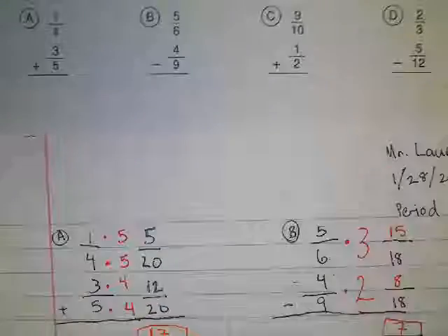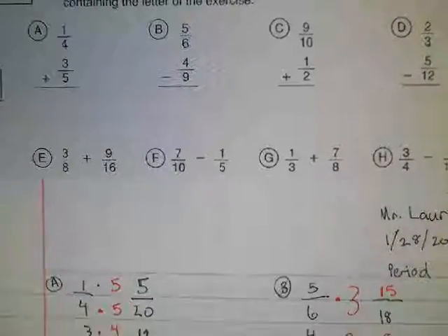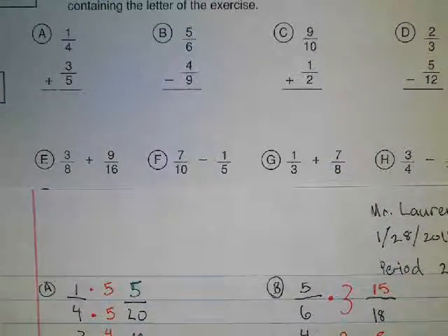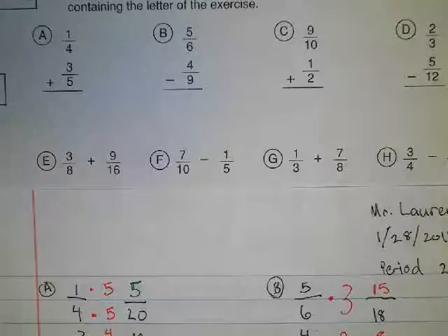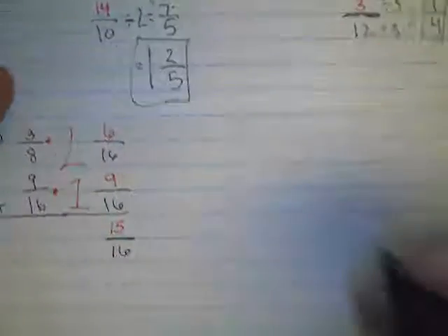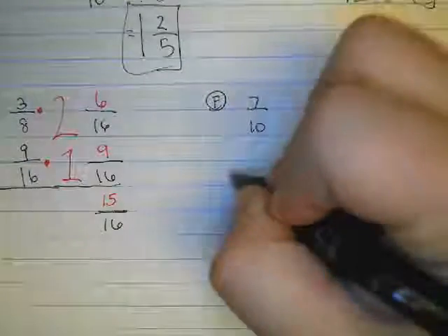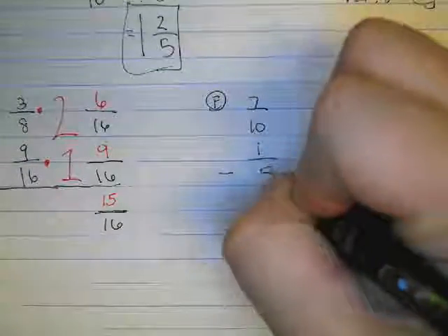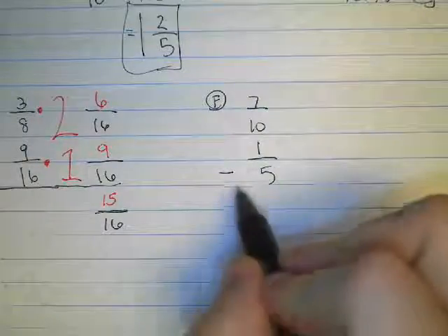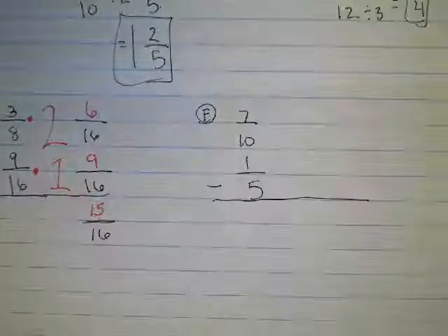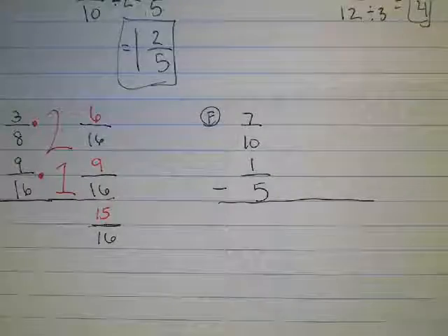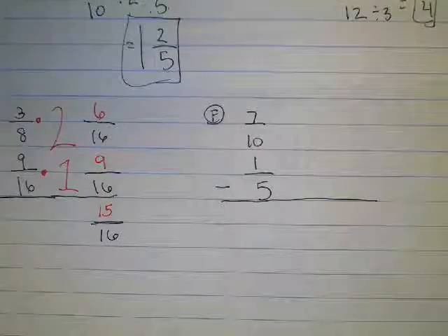So let's do one more. You'll try this one on your own. Remember, you want to write them where they're vertical. So 7/10 on top, 1/5 underneath. 7/10 minus 1/5. So let's set it up. We're going to write it vertical. 7/10 minus 1/5 equals. So pause right here, try this one on your own, and then you can come back and we'll do it together.